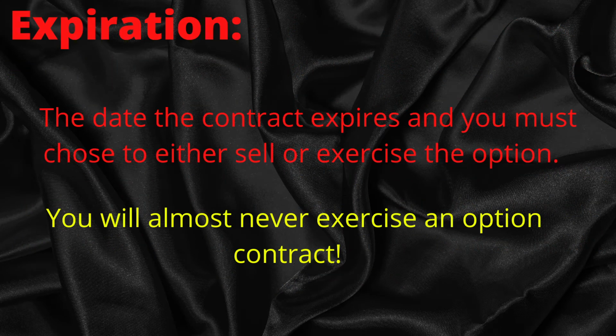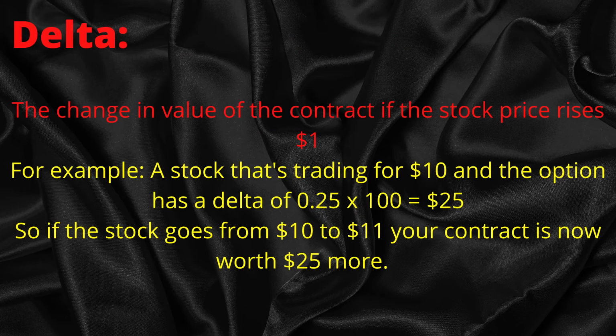Then we need to know the expiration, the date the contract expires, when you must choose to either exercise or sell the option. And then the Greeks: the delta, the gamma, and the theta. The Greeks are really important, and these are things that you definitely need to know before you make any trade on an option. So the delta is the change in value of the contract if the stock price rises $1. For example, a stock that's trading for $10 and the option has a delta of 25 cents, and we would multiply that by 100, that's $25. So if the stock goes from $10 to $11, your contract is now worth $25 more.